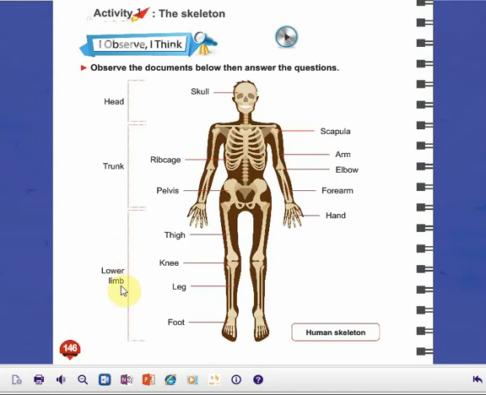Now let's go to the lower limb. In the lower limb we have the thigh. It's also a long bone. This is the knee. This is the leg. And this is the foot. Okay? Of course, you should memorize their names well. Okay?